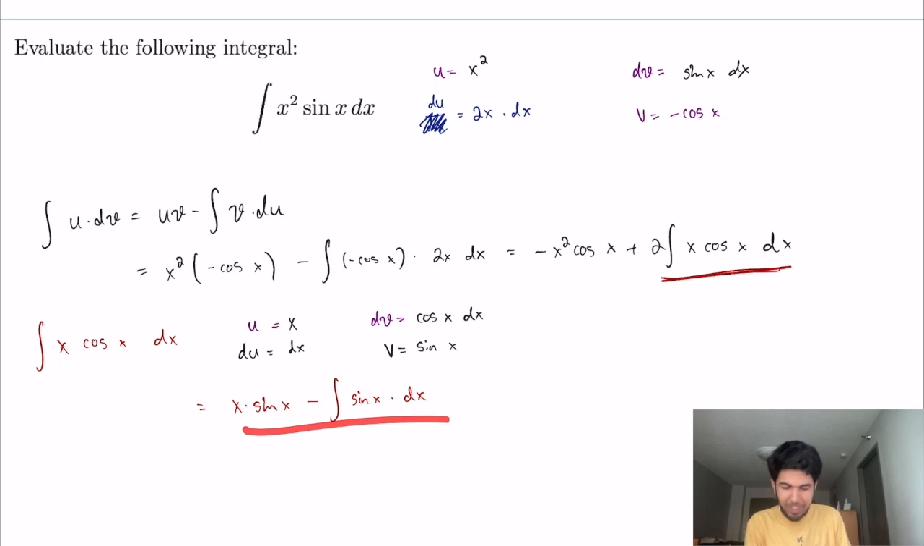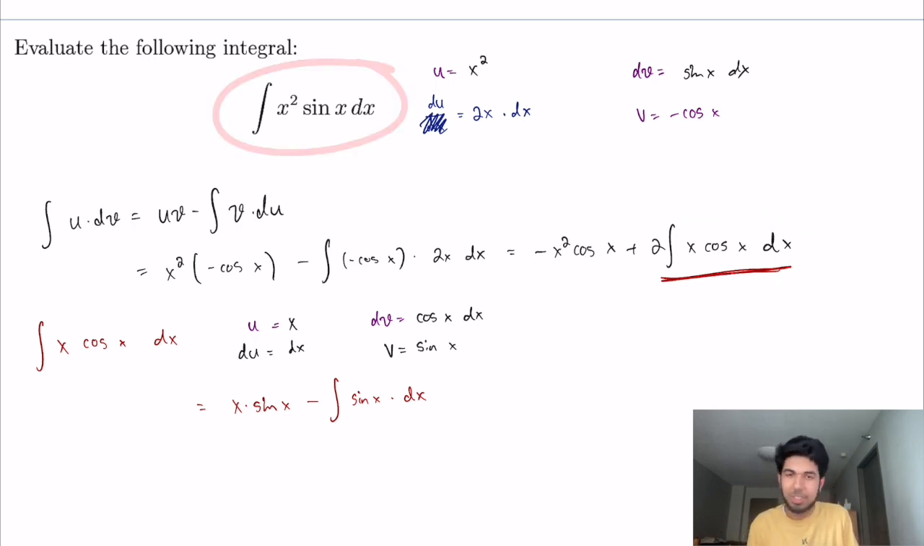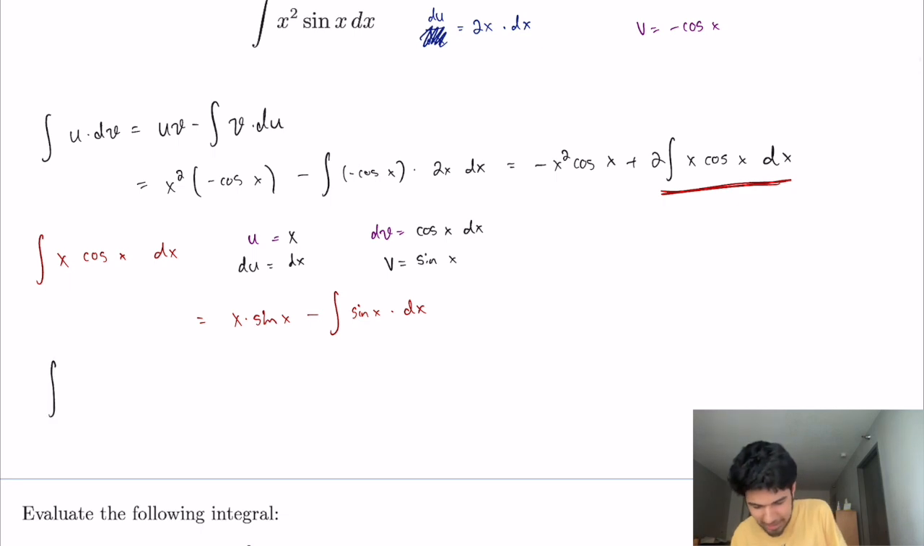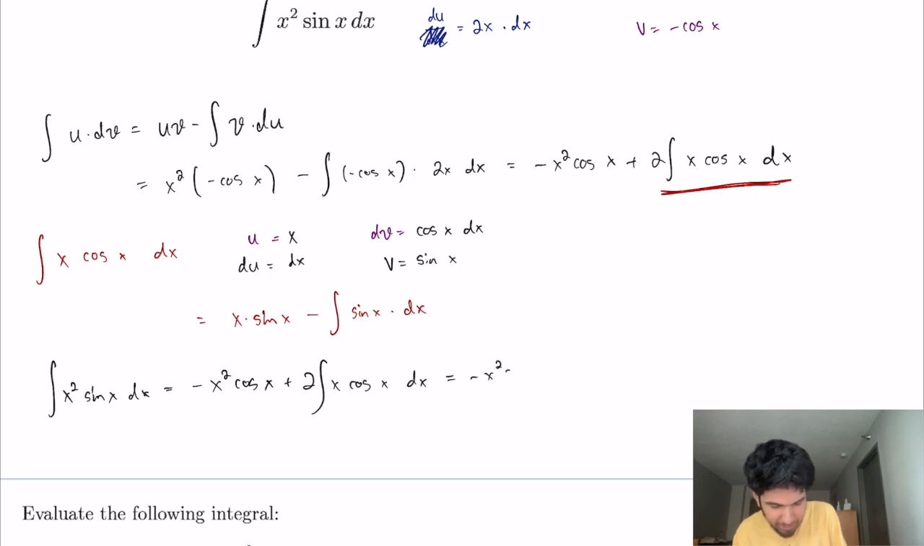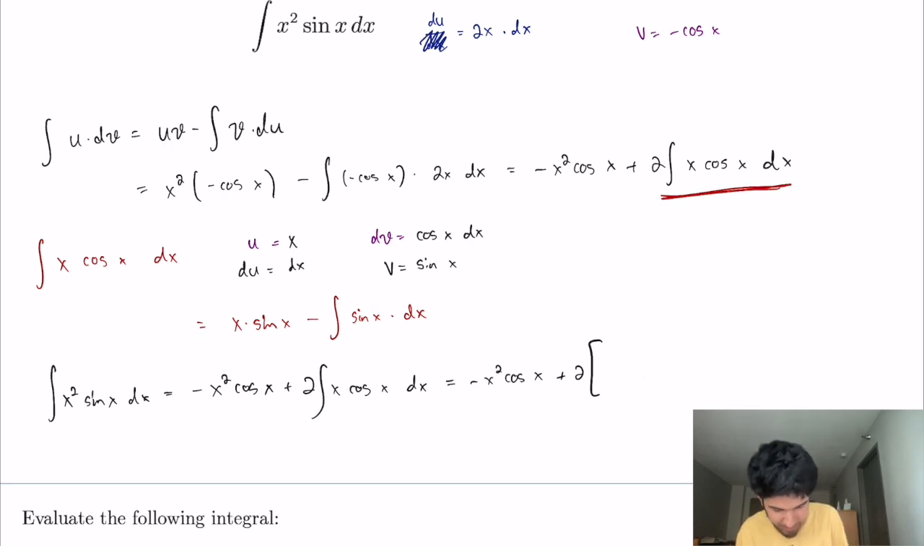So this red text is equal to this integral, but this entire term is equal to the integral we're trying to solve for. So let's just write that out fully. The integral of x squared sine of x is equal to negative x squared cosine of x plus 2 times the integral x cosine of x dx, which is equal to negative x squared cosine of x plus 2 times x sine of x, let me change colors actually, x sine of x minus the integral of sine of x dx.